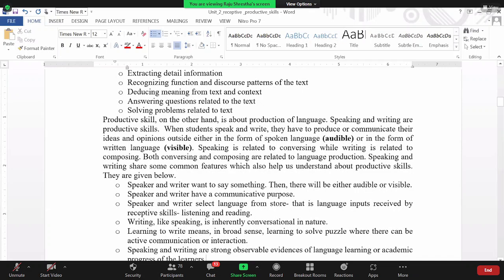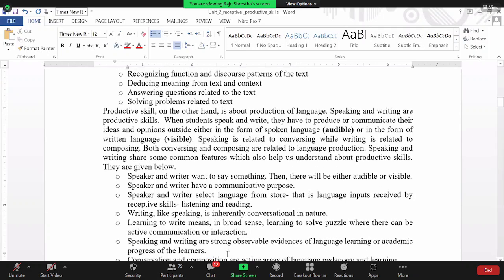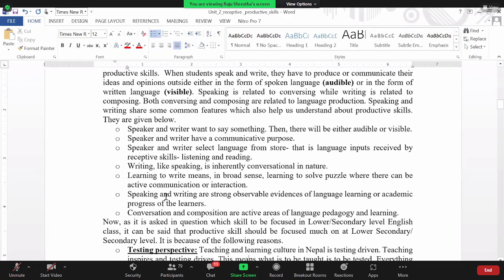Of course we don't only write the letters, we write sentences, we write a couple of paragraphs. In a paragraph, why? To solve any kind of problem, or to produce some kind of idea development को लागि गर्न सकिन्छ. So there should be interaction. Because of this, speaking and writing are strong observable evidences of language learning.